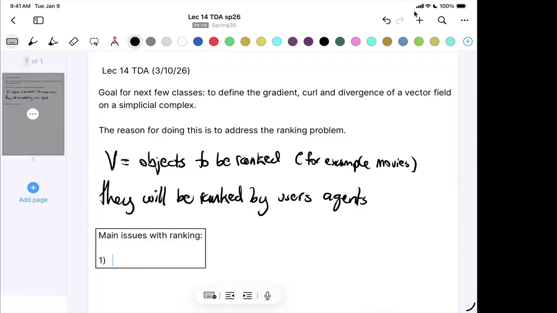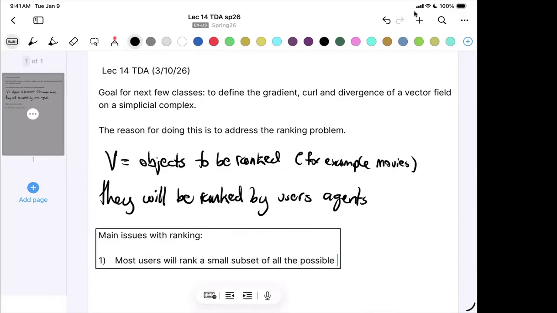The main issue with ranking problems, which you could think about with Netflix, for example, is that, in principle, there could be a gigantic number of items that could potentially be ranked, right? And most agents will not rank all of them. Most users will rank a very small subset of all the possible items, right? For example, movies on Netflix.